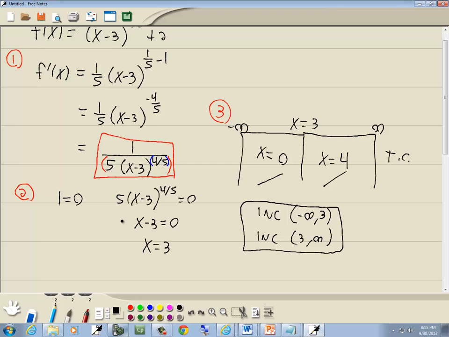Okay, I mentioned a shortcut. You notice over here, 5 is positive, so we could ignore that. Here we've got (x minus 3) to the 4/5 power. Since the number up in the numerator, the 4, is even, that means it'll always be positive, which means I knew right away it was increasing everywhere. Anyway, that's our answer.